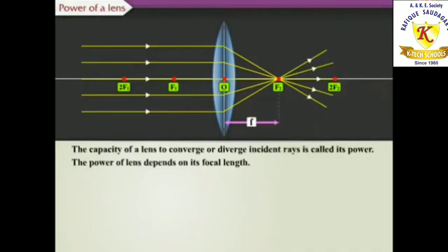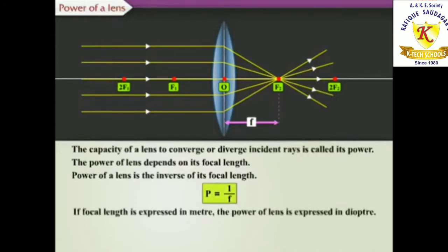The power of a lens depends on its focal length. Power of a lens is the inverse of its focal length. P is equal to 1 upon f. If the focal length is expressed in meters, the power of the lens is expressed in diopters. It is expressed with the letter D. 1 diopter is equal to 1 upon meter.